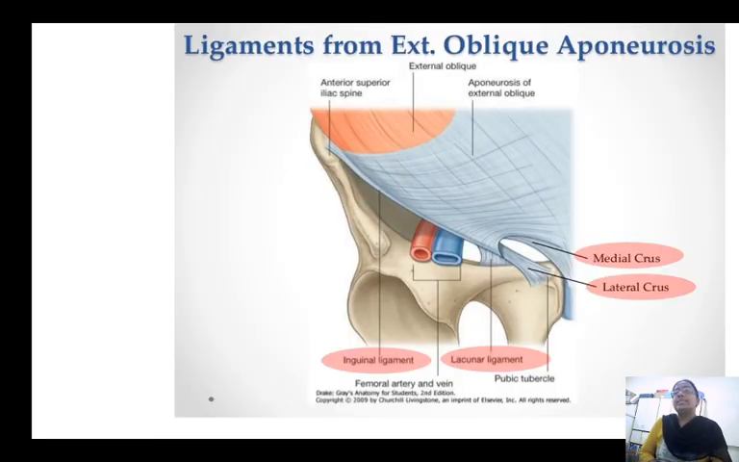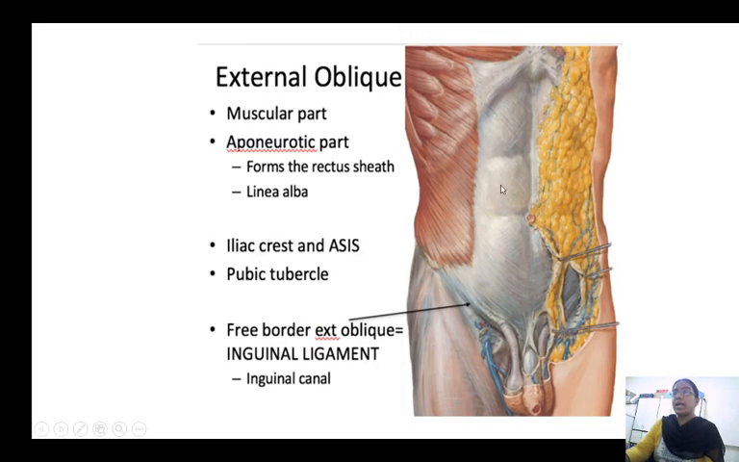Next, within the external oblique muscle and its aponeurosis: when the muscle comes and inserts, some of the fibers near the insertion part become aponeurosis. This is the fleshy part of the external oblique muscle, and this is the aponeurosis. The upper part of the aponeurosis gets inserted into the linea alba, whereas the lower part gets folded, forming the inguinal ligament.